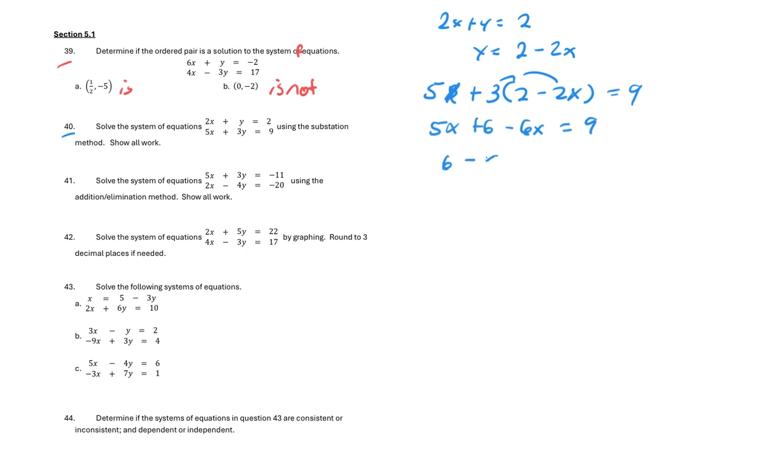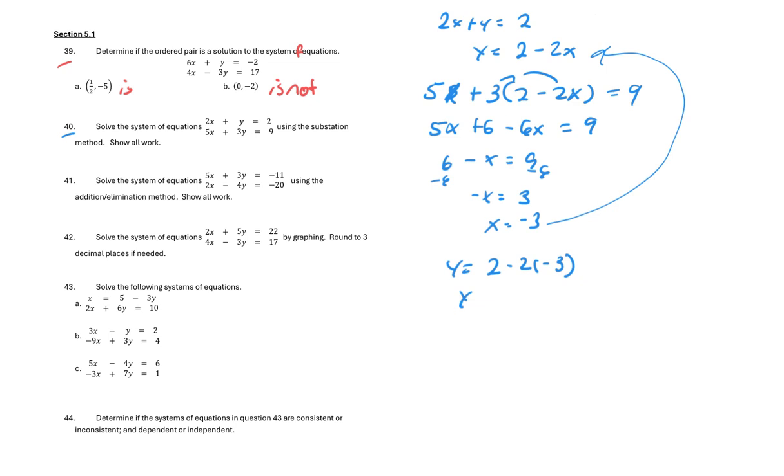So 6 minus x is equal to 9. Negative x, when we subtract 6 from both sides, will be 3. x is equal to -3. And plug that back into here. We'll get y is equal to 2 minus 2 times -3. So we get that y is 2 plus 6, or y is equal to 8. And then if we were to put that in an ordered pair, it'd be (-3, 8) is the solution to the system.